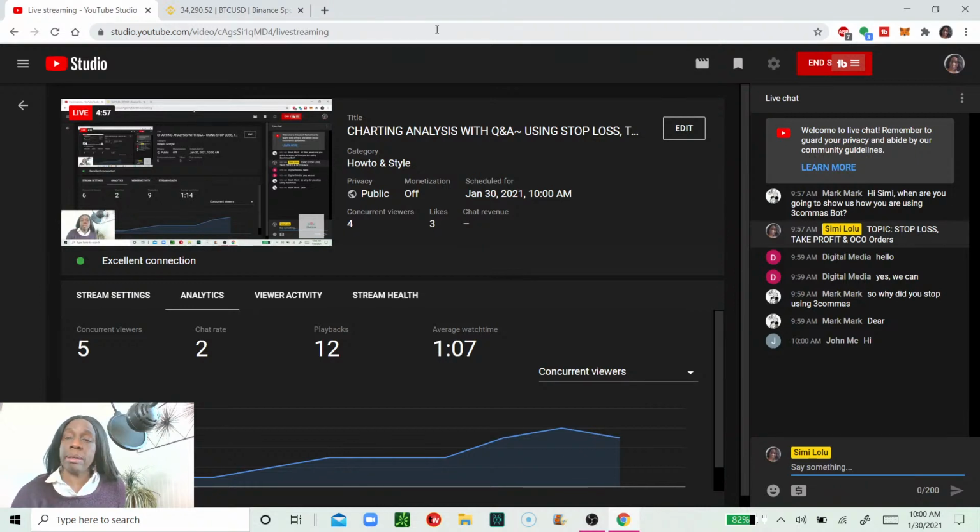It is a good setup. It really is. And the last time I looked at it, they've really added a lot of functionality to it. Okay, so it's 10 o'clock on the dot.